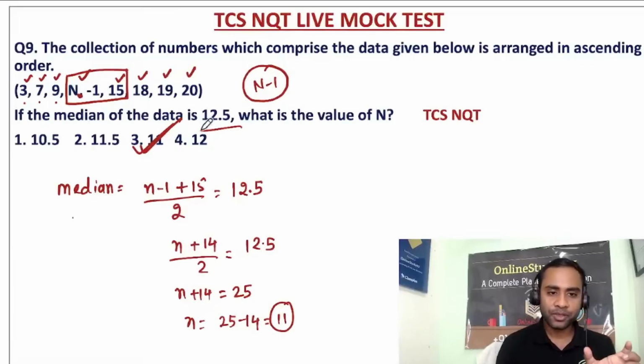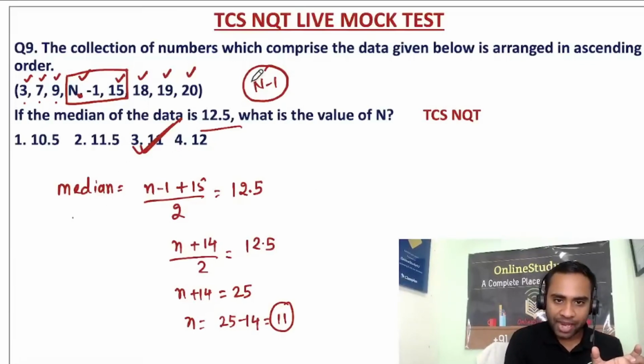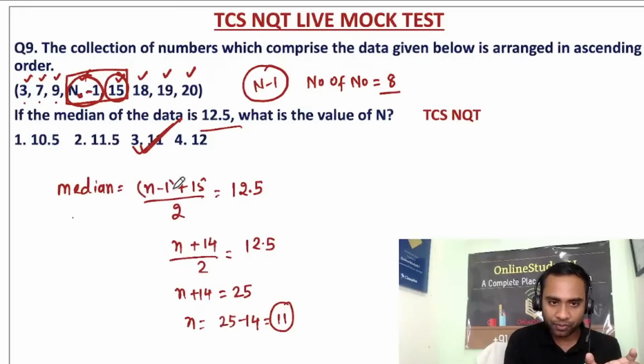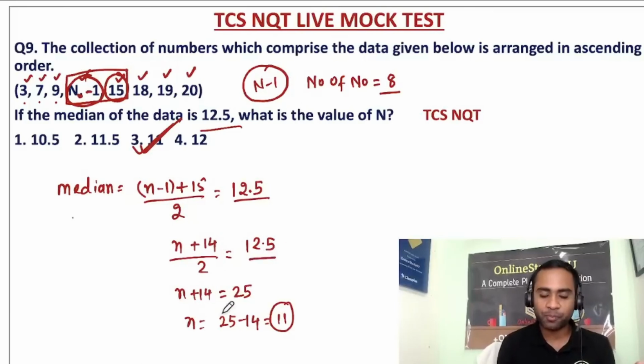Now, the median will be nothing but, since the number of numbers is 8, the middle two values. One is n minus 1 and the other is 15, divided by 2. N minus 1 plus 15 divided by 2 is equal to 12.5. So n plus 14 by 2 is equal to 12.5, so n plus 14 will be 25. So n will be nothing but 11.